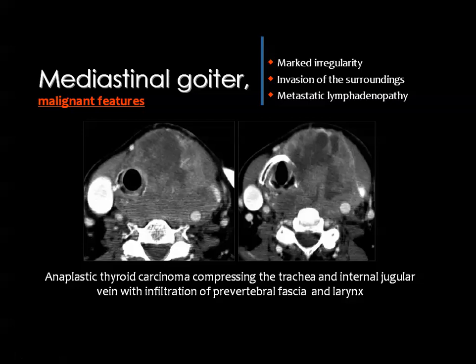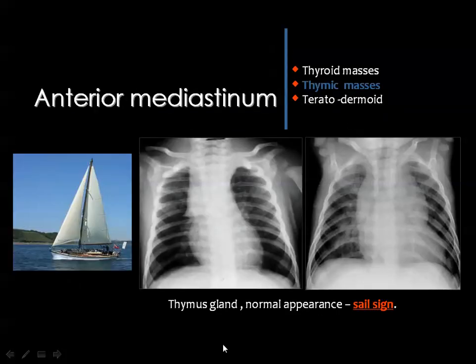Then in order to discriminate the benign from malignant thyroid masses, usually it's not that easy unless you can see in the scan evidences of malignancy. And these evidences include marked irregularity of the tumor, invasion of the surrounding structures, and the presence of metastatic lymphadenopathy in the neck. And here you can see, and this is anaplastic thyroid carcinoma, which has invaded the larynx. And you see that the thyroid cartilage is destroyed and the tumor is extending inside the larynx itself. Then this is one of the criteria of malignancy, and also if you see metastatic lymphadenopathy.